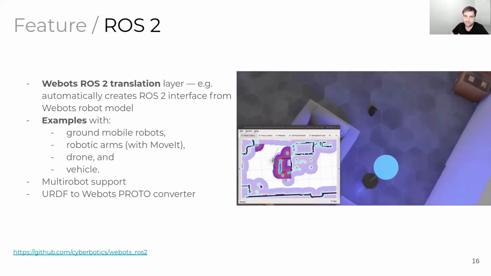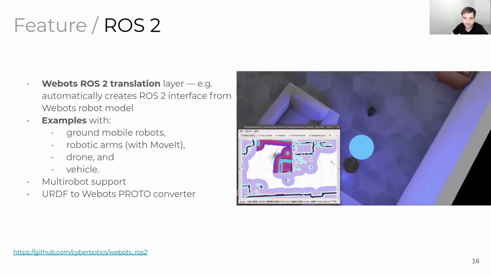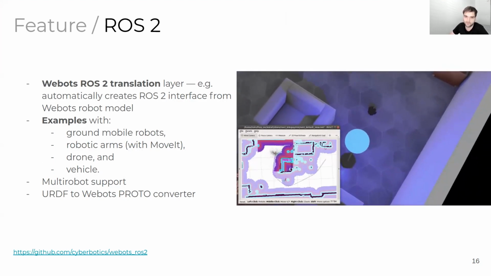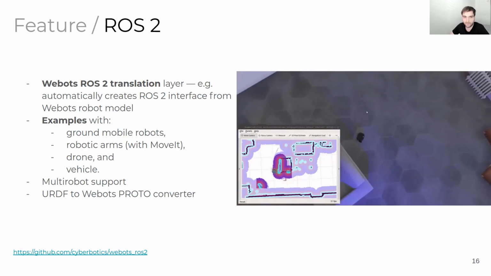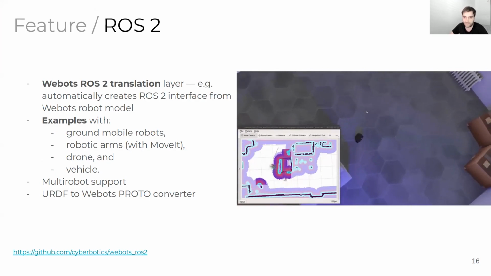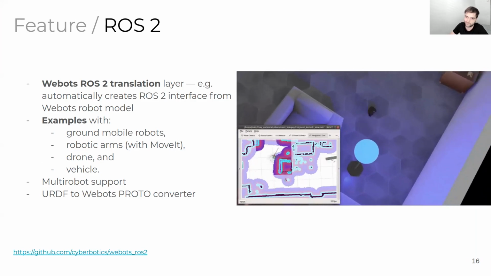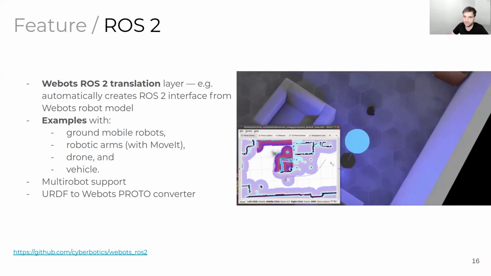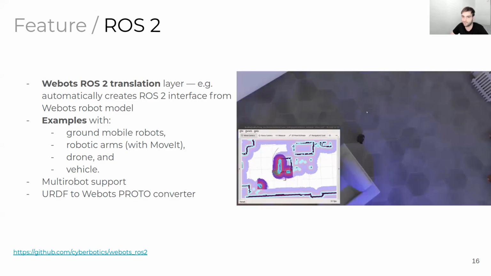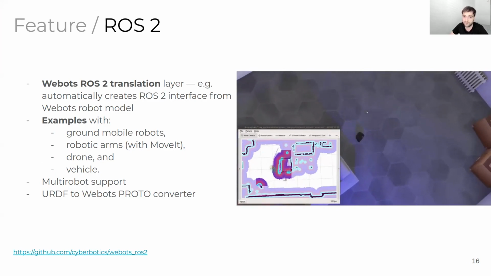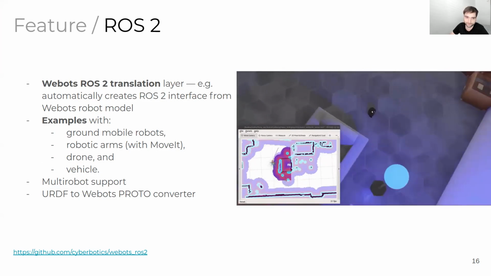Webots has an interface with ROS and ROS2. And at the moment we are focusing development on ROS2. So in case of ROS2, we have a translation layer, which takes your robot model that you modeled in Webots, and based on that, it automatically creates the necessary topics and services.